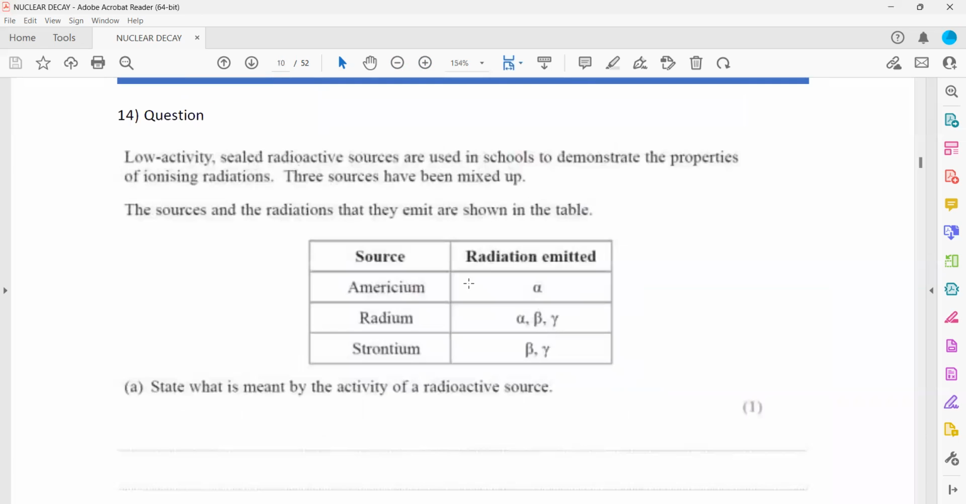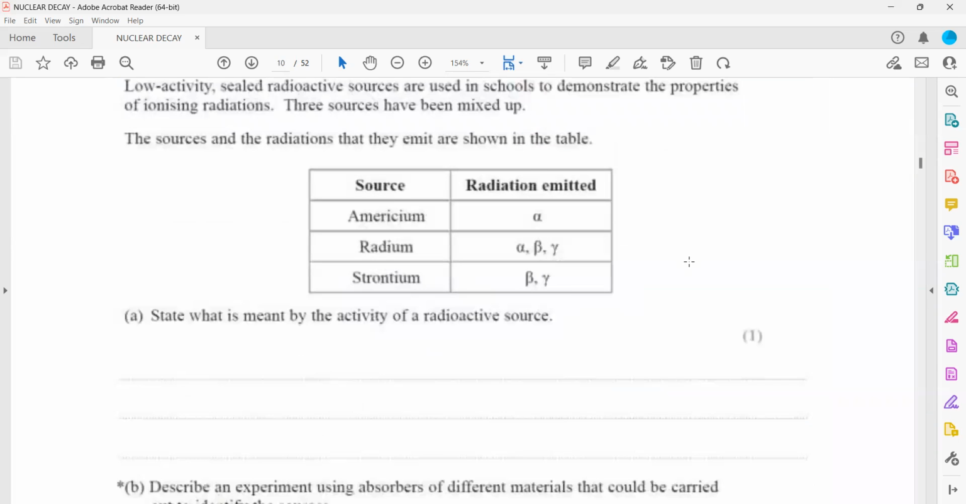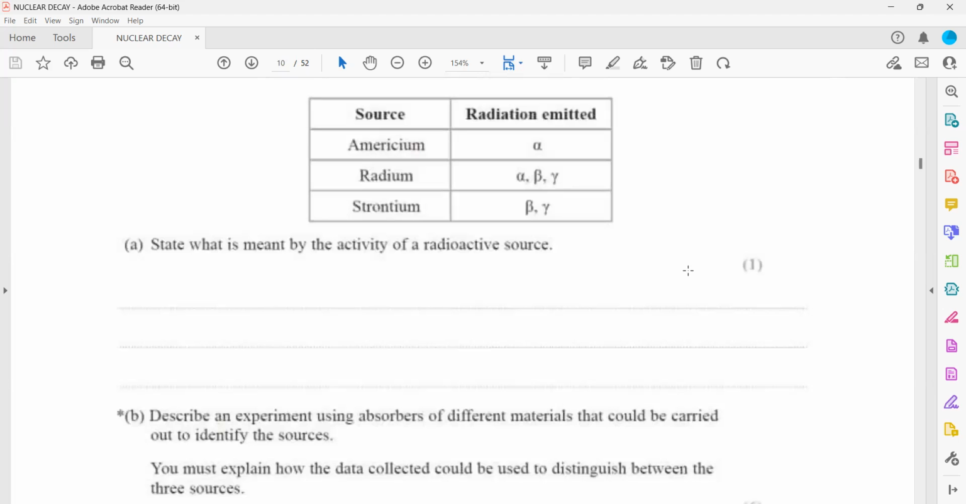In question 14, low activity sealed radioactive sources are used in school to demonstrate the properties of ionizing radiation. The sources and the radiation that they emit: americium is there, radium is there, strontium. State what is meant by activity of a radioactive source.